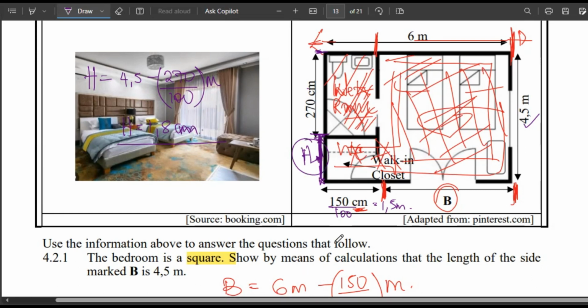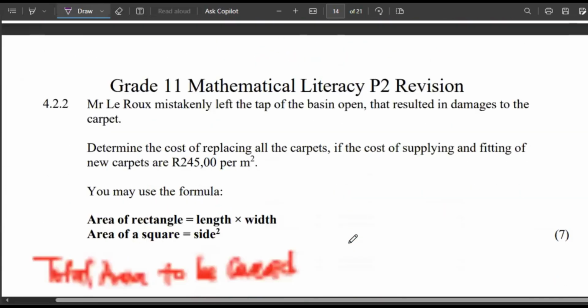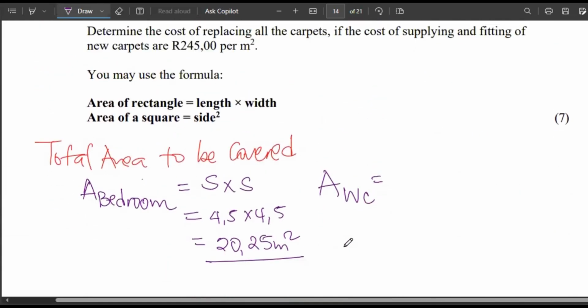So we shall go down there and say area of the walk-in closet. It's a rectangle, which will be L times B. We've already seen it as 1.8 times 1.5. So this becomes 2.7 meters squared.